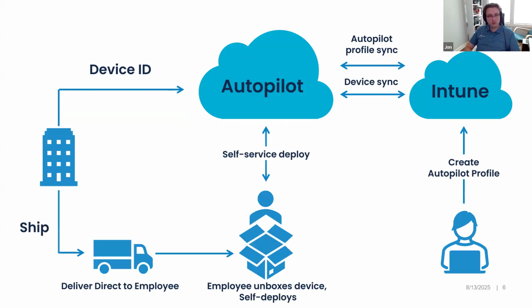And then at the same time, we would, at Trafera, ship those devices either to you or even directly to the end user. And when you unbox those devices, since they've been registered with Autopilot, they'll connect to the internet, see that, and start the Autopilot deployment process, which will then cause them to get all the things that you've deployed from Intune.